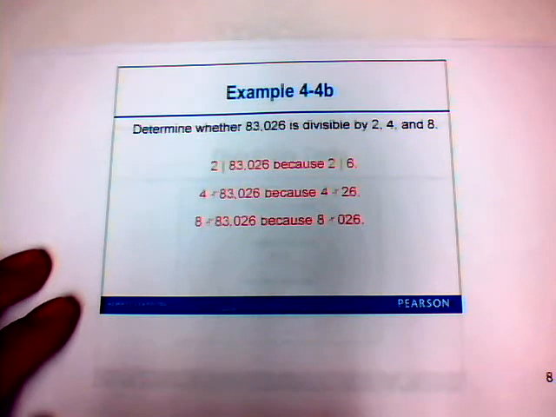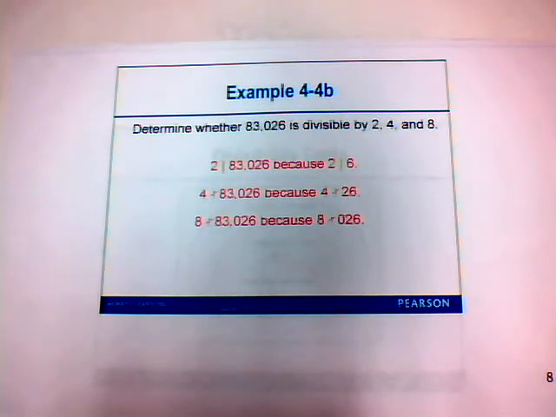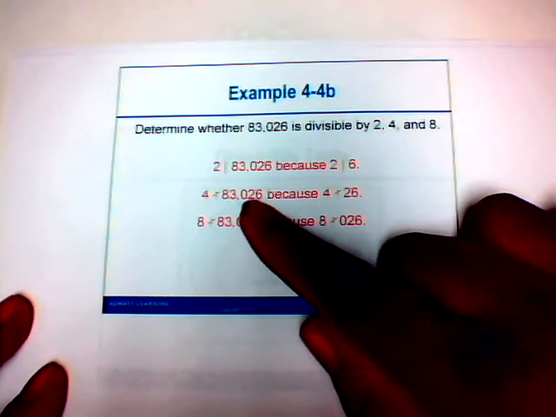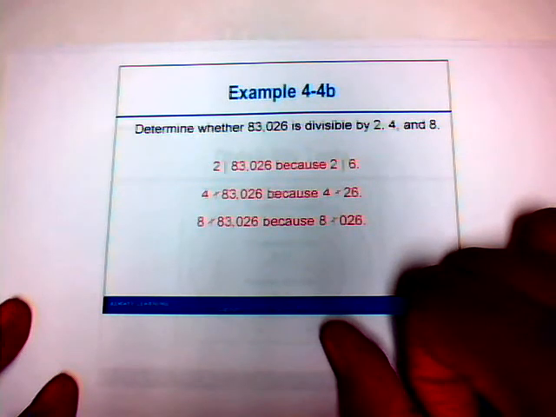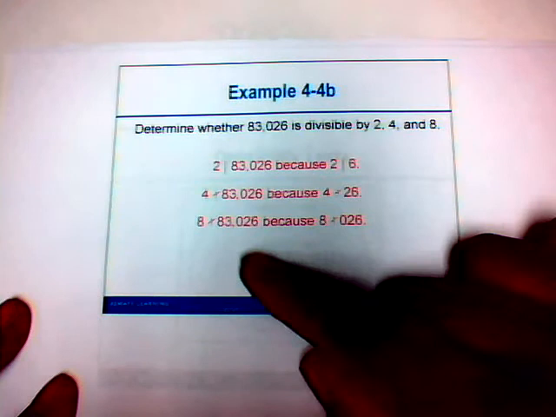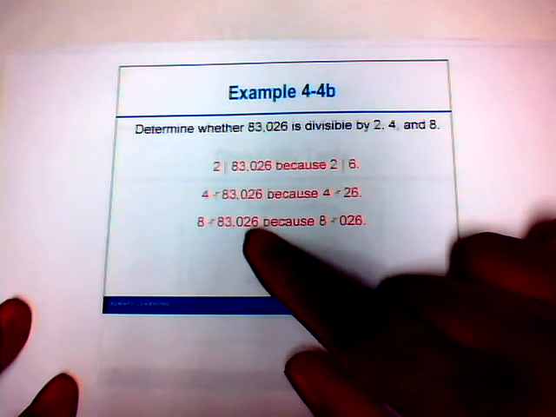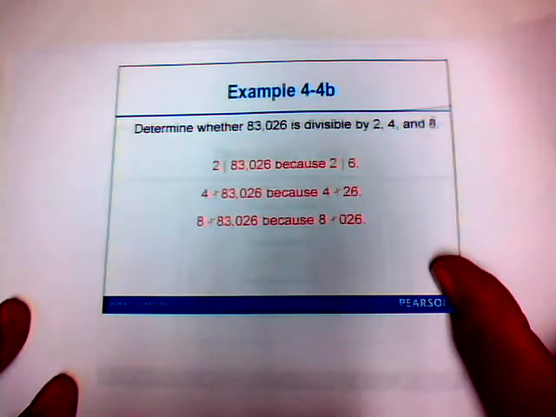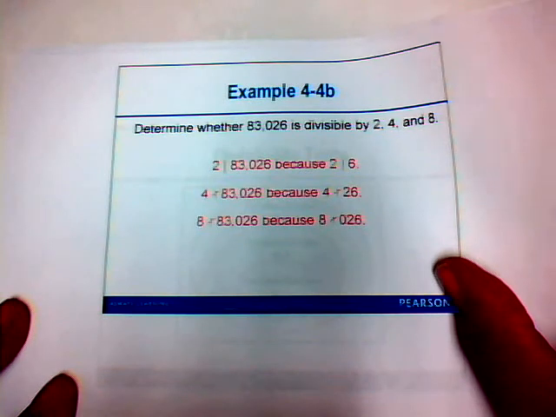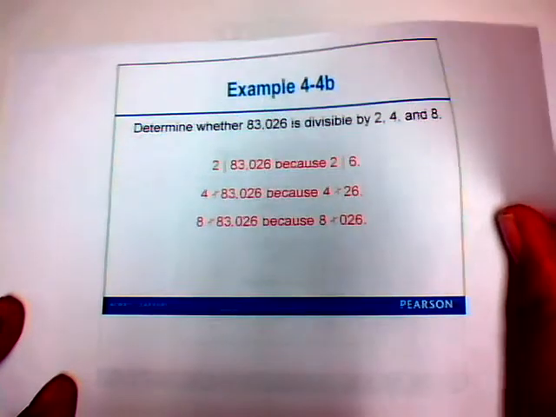Now what about this number, 83,026? Is it divisible by 2, 4, and 8? Well, it's divisible by 2 because the last digit is a 6. It's not divisible by 4 because the last two numbers, 26, is not divisible by 4. And it's not divisible by 8 because the last 3 digits are 0, 2, 6. Well, we can say 26, that's not divisible by 8. Okay, so 83,026 is only divisible by 2.